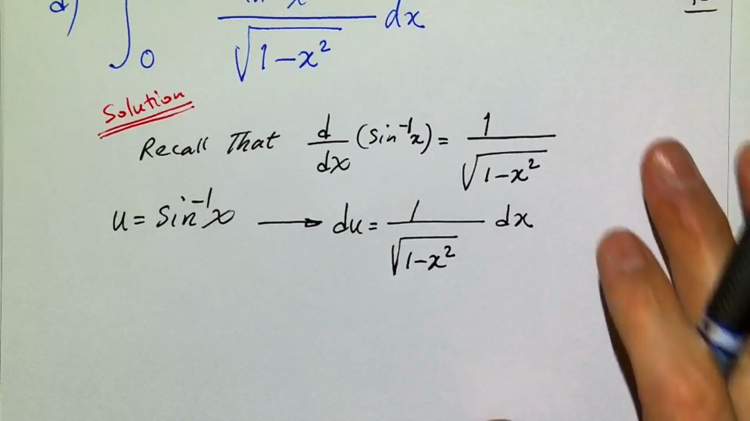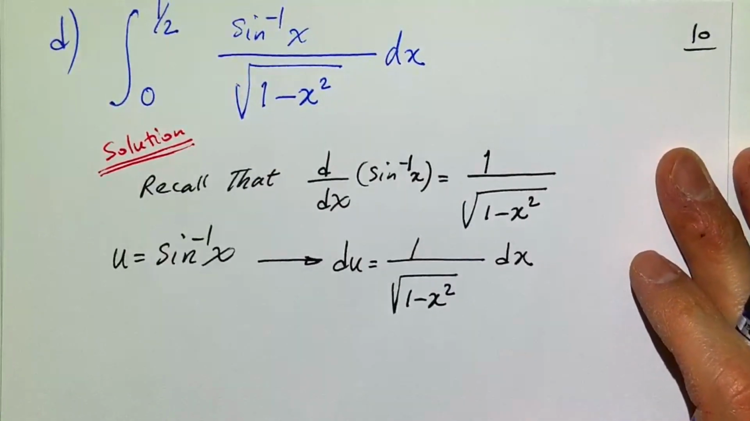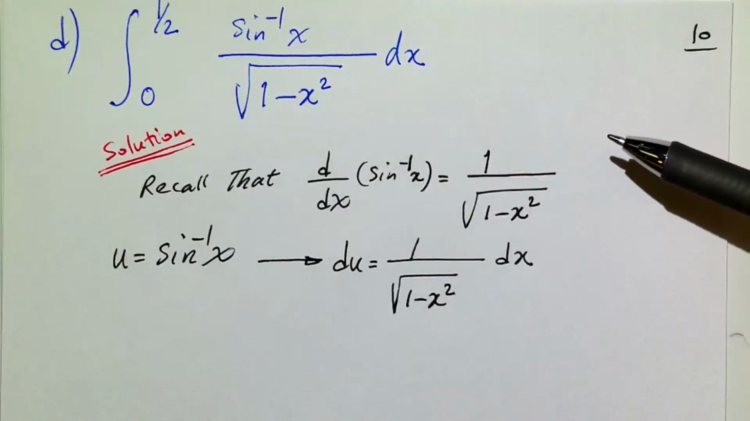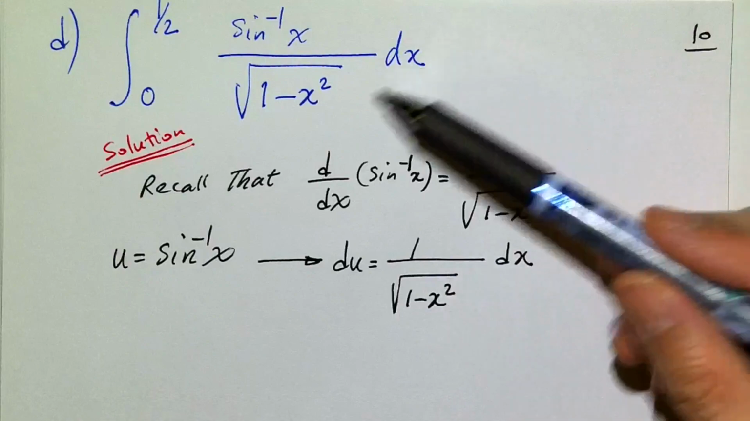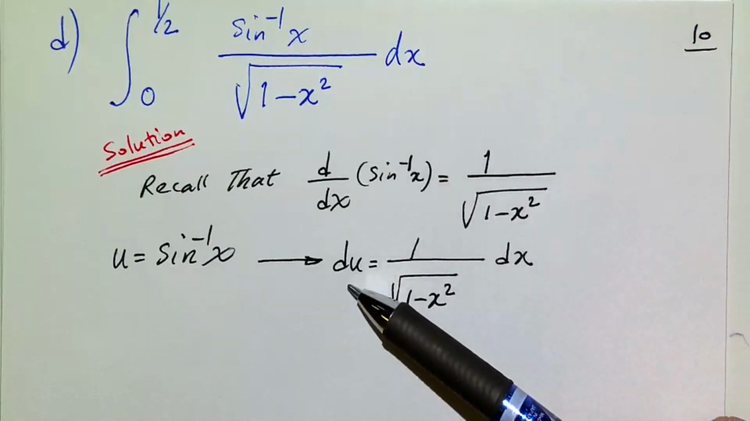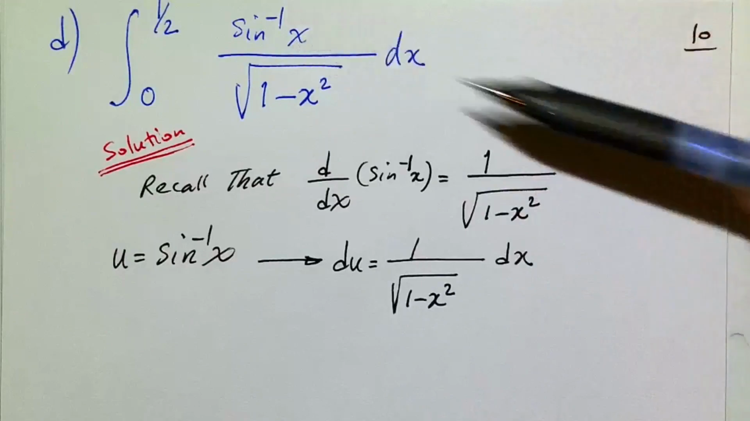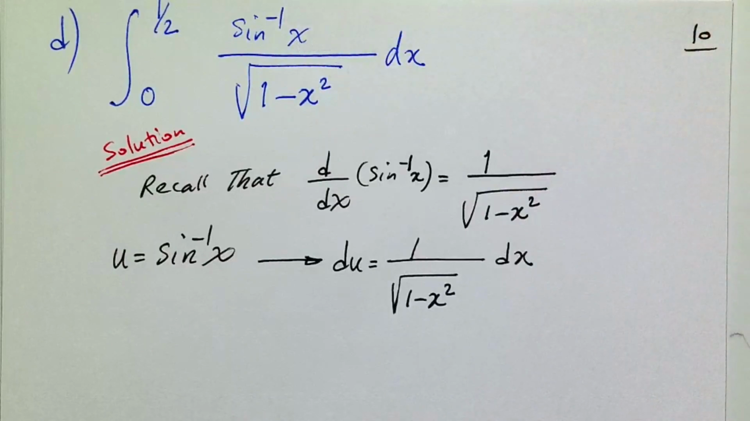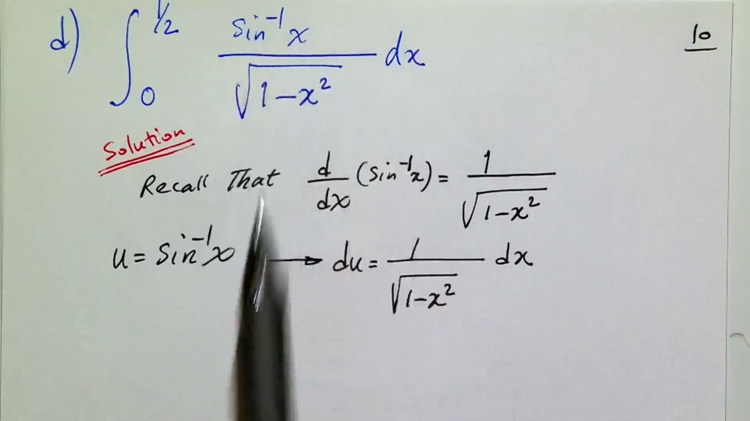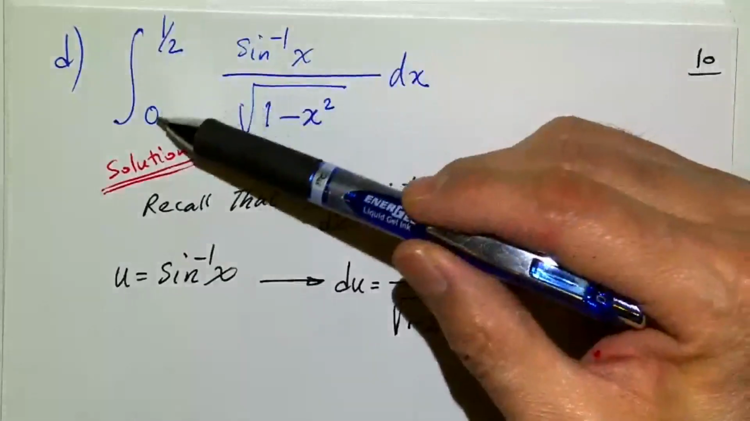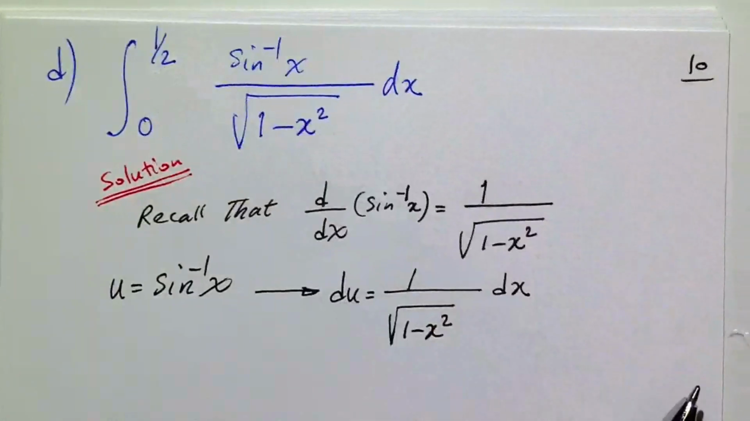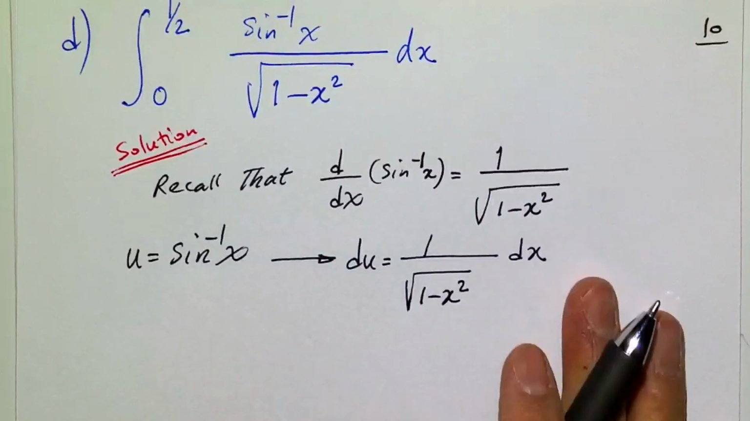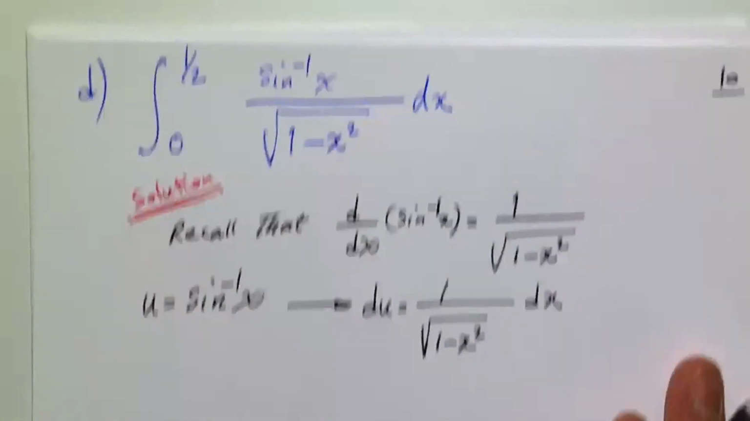Okay, so look how easy that made this integral, because dx divided by the square root of 1 minus x squared, which is what we have here, is equivalent to du, and inverse sine of x is equivalent to u, right? So we've already figured this out for this piece, but what about the limits? The limits of the integration, we need to also figure those out. It's just 0 to 1/2, right?